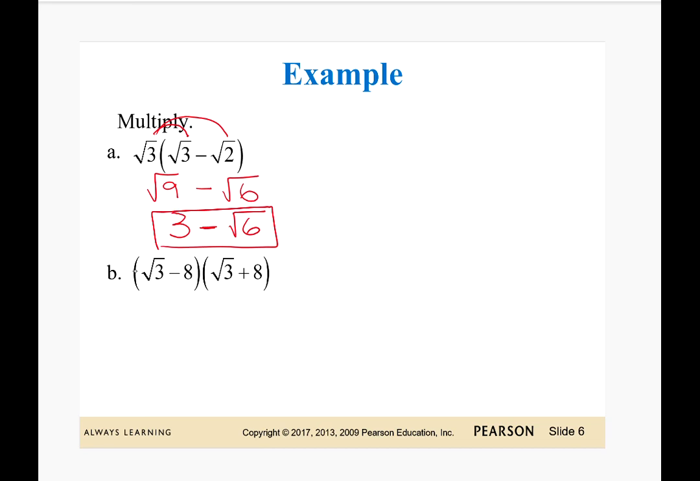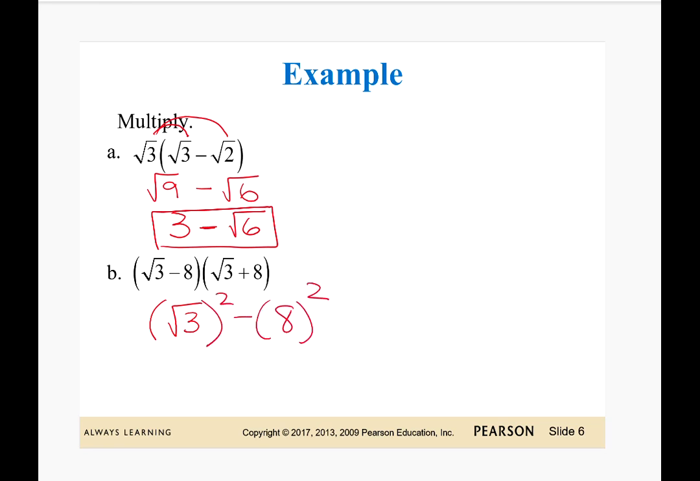B, this time we have 2 terms times 2 terms. Very important that you realize this is actually a special pattern that we talked about back in chapter 5 and in chapter 6. This is the difference of squares pattern. Notice I have the same 2 terms, one's adding, one's subtracting. So rather than doing FOIL, you're more than welcome to do FOIL, I just think you're going to be wasting a lot of time. I'm going to go right to my pattern. That is a difference of squares pattern.